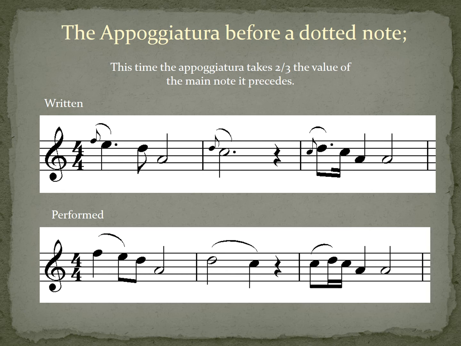And then the following written note itself becomes the value of the dot, in this case the quaver. If we look at the second bar, 2/3 of the value of a dotted minim is a minim. So therefore the Appoggiatura takes the minim value, and the written note takes the remainder, the crotchet. And finally, in the third bar, the Appoggiatura takes half the value of the 2/3 of the value, so therefore it becomes the quaver, and then the written note, the D, becomes the value of the dot, which is the semiquaver.